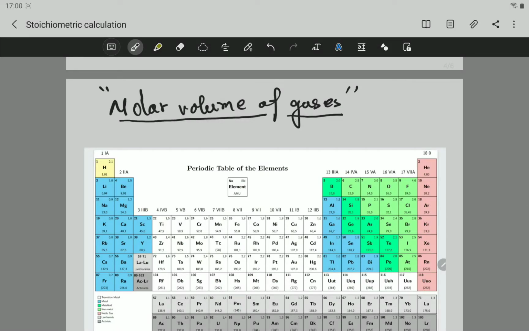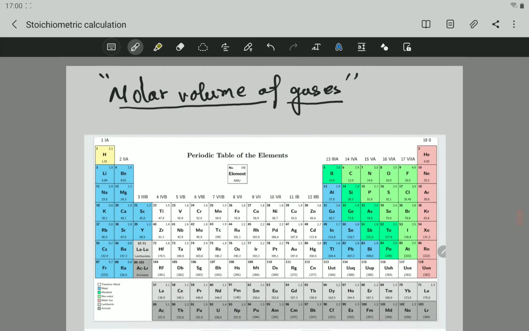Hello everyone, we are going to be doing another video today. This one is about molar volume of gases. So we're going to talk about gases and volume, still on stoichiometric calculation.